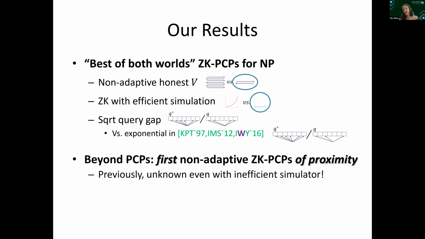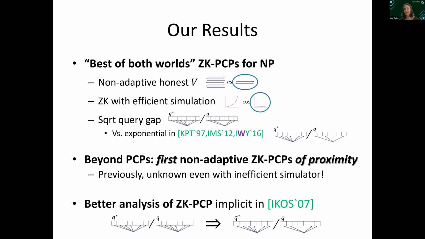We also go beyond zero-knowledge PCPs and show the first zero-knowledge PCPs of proximity with a non-adaptive honest verifier. Prior to our work, we didn't know how to get this, even if we were okay with an inefficient simulator. And along the way, we give a better analysis of a zero-knowledge PCP, which is implicit in a work of Ishai, Kushilevitz, Ostrovsky, and Hazay from 2007. They construct a zero-knowledge PCP with no query gap, meaning to verify the proof and get soundness, the honest verifier has to make as many queries as the malicious verifier. And we improve the analysis to get a square root query gap.